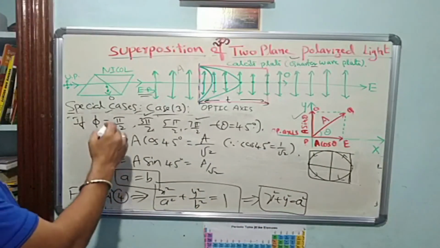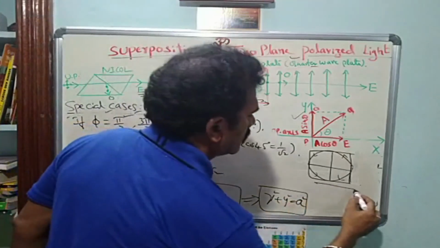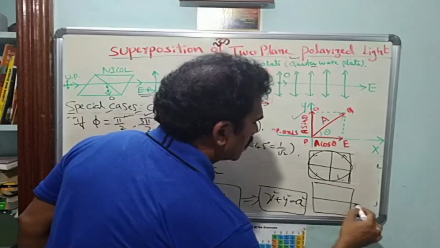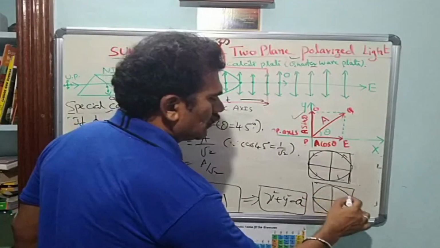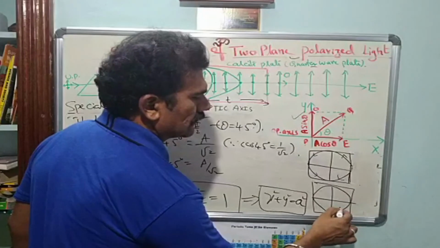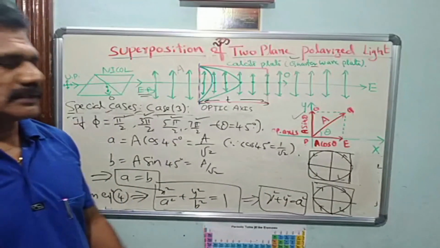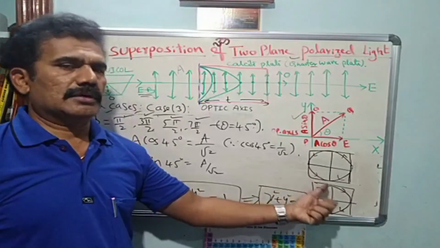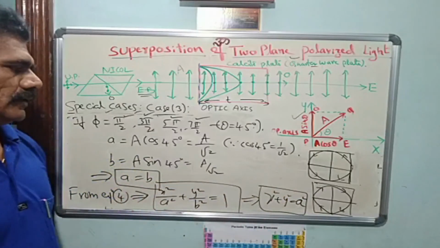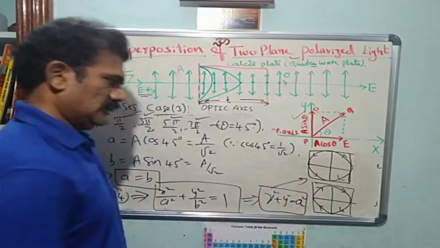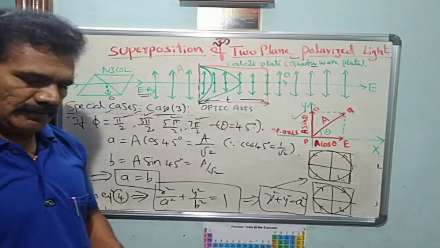Similarly, if the value of phi is equal to pi by 2, 5 pi by 2, etc., you will get circularly polarized light again, but with the tip of the vector now rotating in the clockwise direction like this. So these are two possibilities in circularly polarized light depending upon the value of phi, but both are circular only. As per this equation, we get only circularly polarized light.